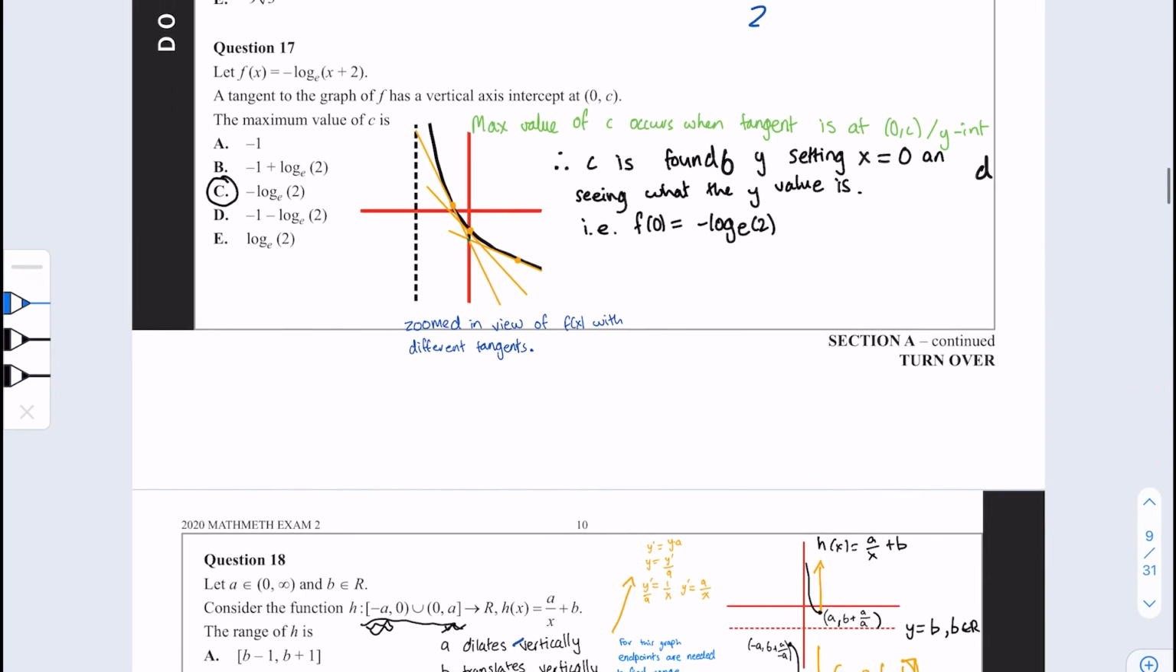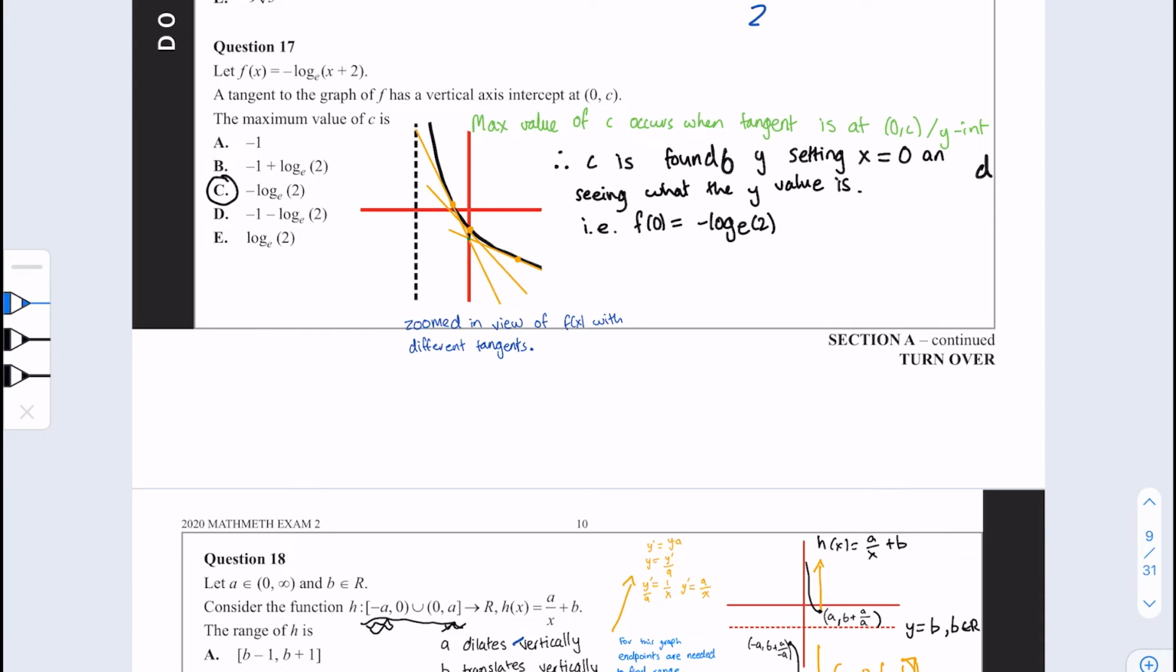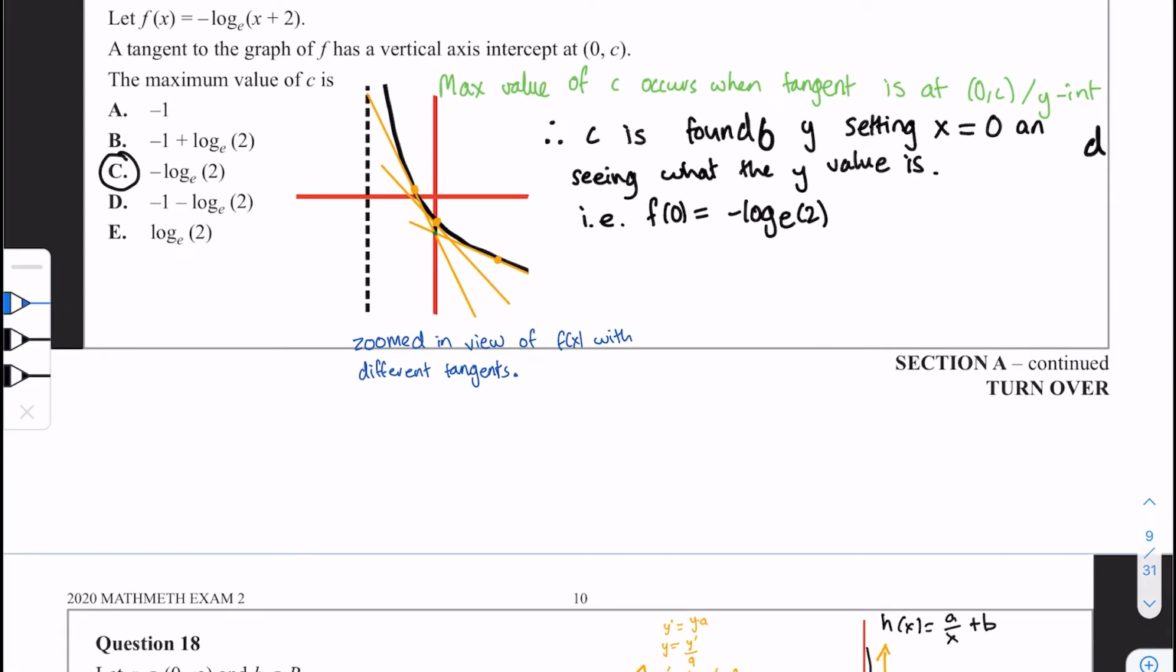Question 17. All right, immediately here you have a graph, negative natural log of x plus 2. You have a tangent on the graph of f that has a vertical axis intercept at 0, c. So we're trying to find the maximum value. What you should do first is just put that straight in your calculator to see what it looks like. And then if you want to, you can sketch a smaller version just on your paper. Then you want to draw a bunch of tangent lines like I've done here, and think about where those tangent lines are going through the y-axis. So that's where your y-intercept will be.